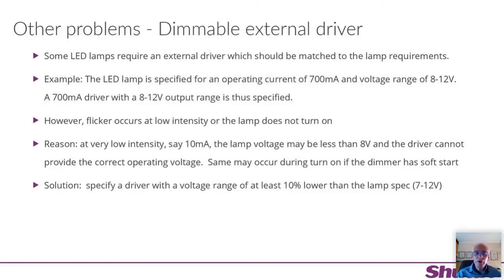So the recommendation normally, as a rule of thumb, is this: if you want to use an external dimmable driver for dimming your LED lamp, specify the lower voltage range on your driver to be at least 10% lower than the lamp requirement. So in this case, use a 7 to 12 volt driver instead of an 8 to 12 volt driver.